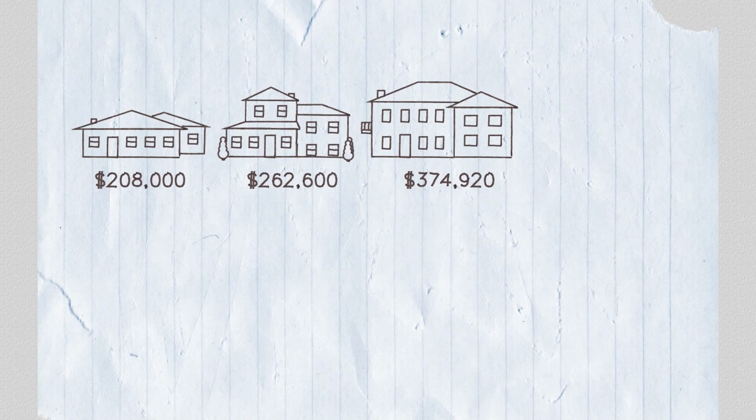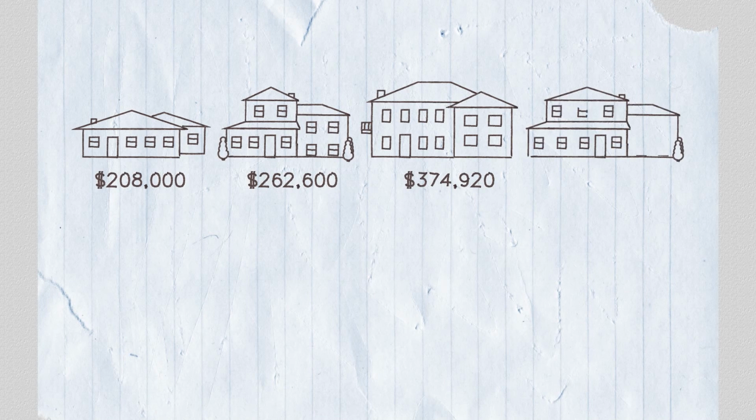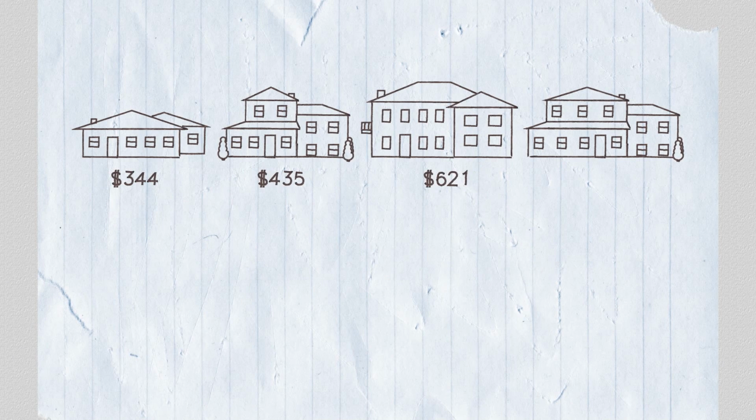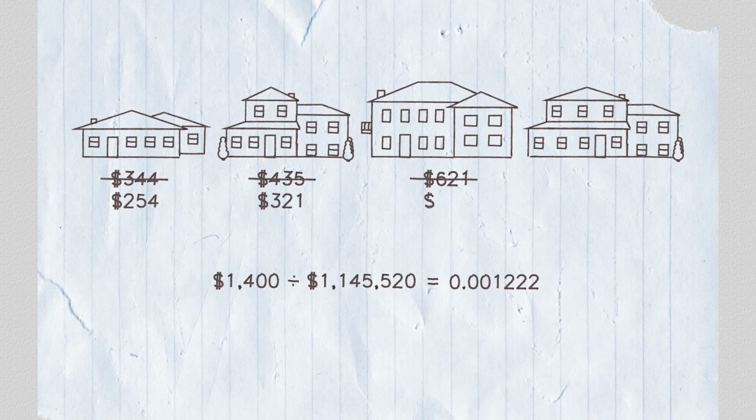But suppose that the cost of services went up, but also one more home was now built in the municipality and it was worth $300,000. The new total assessment is now $1,145,520. This results in a new tax rate. The new house now helps pay for the cost of services, and the result is that everyone pays less.